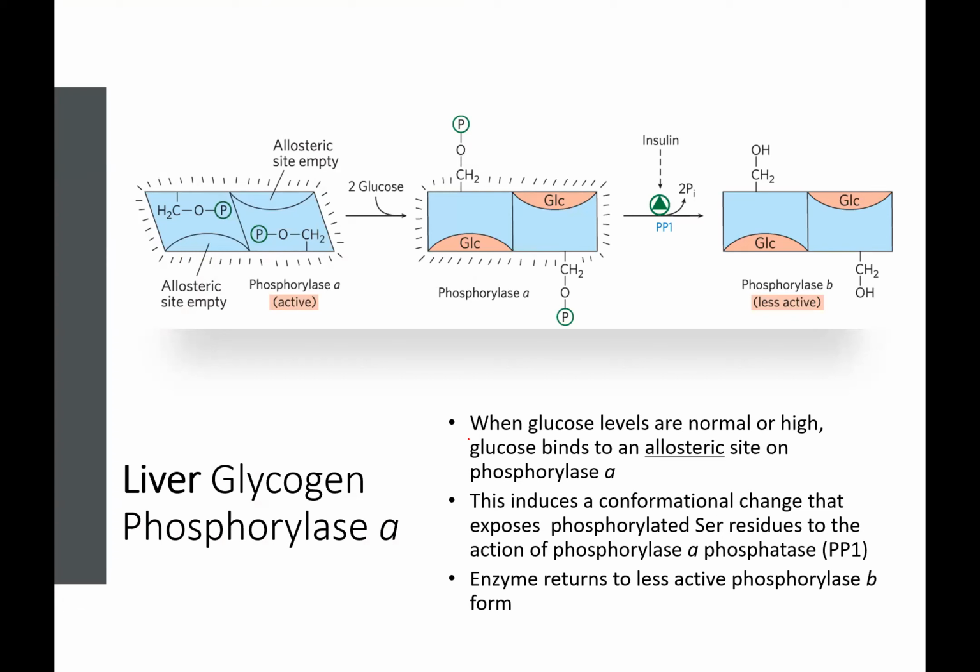Okay, so there are also allosteric levels of modification for these enzymes. So we just looked at phosphorylation as a criterion for activating phosphorylase A. What if glucose levels are high? Well, we know insulin potentially is going to play a role, but glucose itself can bind to an allosteric site on the activated phosphorylase A enzyme, right?